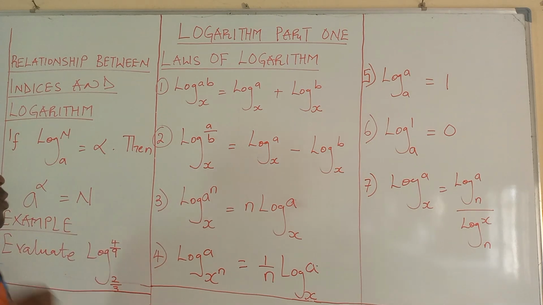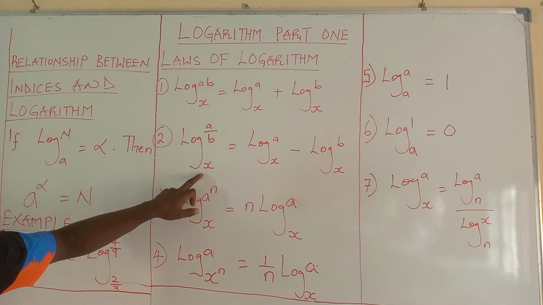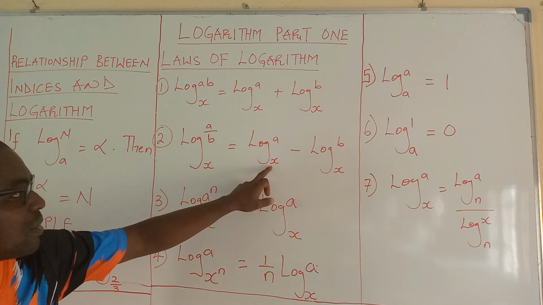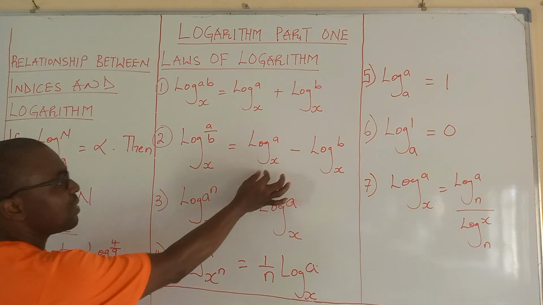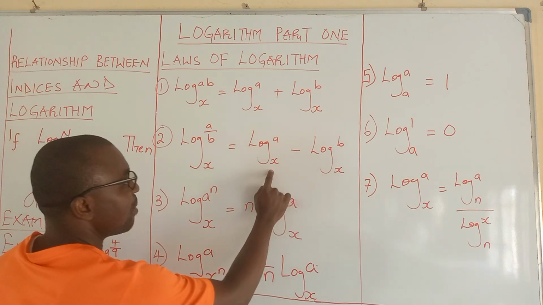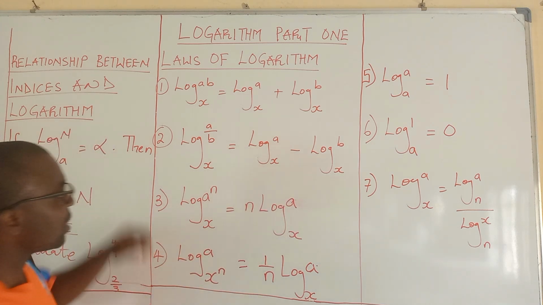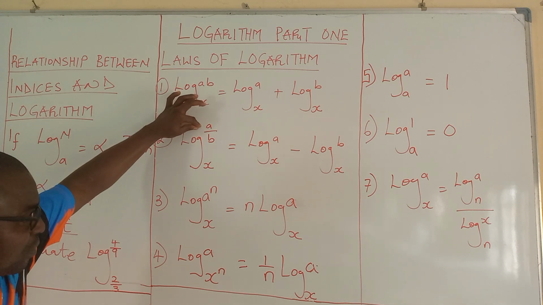The second one is what we call the division law. As you can see, log A divided by B base x is equal to log A base x minus log B base x. Here the base is x, here the base is x, and it is subtraction. So when the bases are the same and it is subtraction, you can divide the numbers. That is why it is called division law.